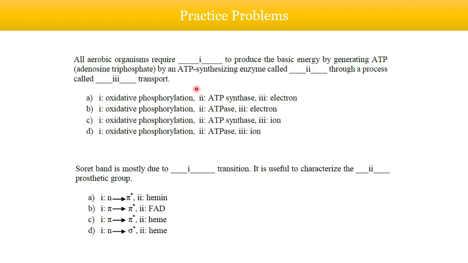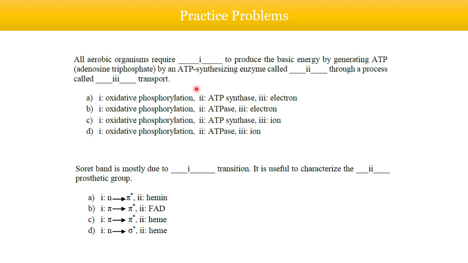So if I tell you about the Soret band, it is a characteristic absorption band in the visible spectrum for many porphyrin-containing compounds due to a certain transition which you need to tell me. So there is a certain transition occurring within the porphyrin ring, and it is also prominent in a prosthetic heme group.